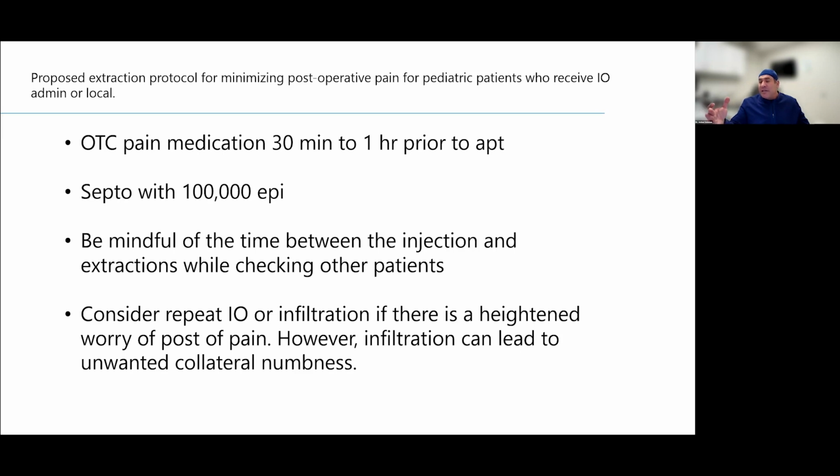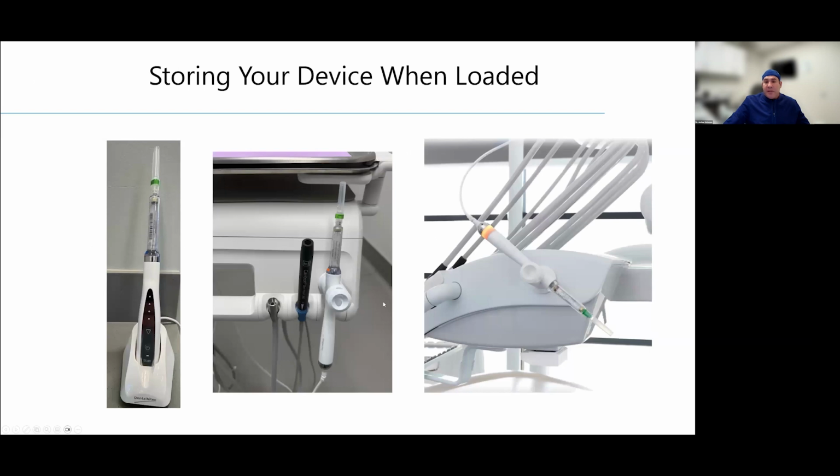If you do 6 checks and you leave them in the chair, that local is going to wear off faster. And then worst comes to worst, if you have a difficult extraction where you're having to do a lot of manipulation of roots or remove bone or put in sutures, you may want to think about giving an additional IO or maybe some infiltration at the end of the procedure. You could give a block, but then you're going to have to deal with the collateral numbness. You may want to back up and give a second intraosseous injection at the end of the procedure. Again, be careful with your total amounts of local anesthetic based on the weight of the patient.